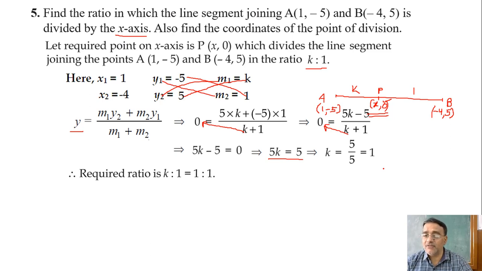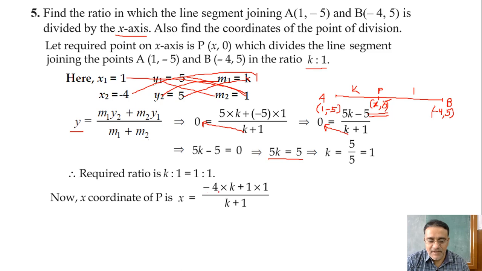That you can also write here if you want to find the value of x. Otherwise you can use the direct section formula. So I am replacing k by 1. Look carefully, I am using the section formula: minus 4 into 1 plus 1 into 1 upon 1 plus 1.